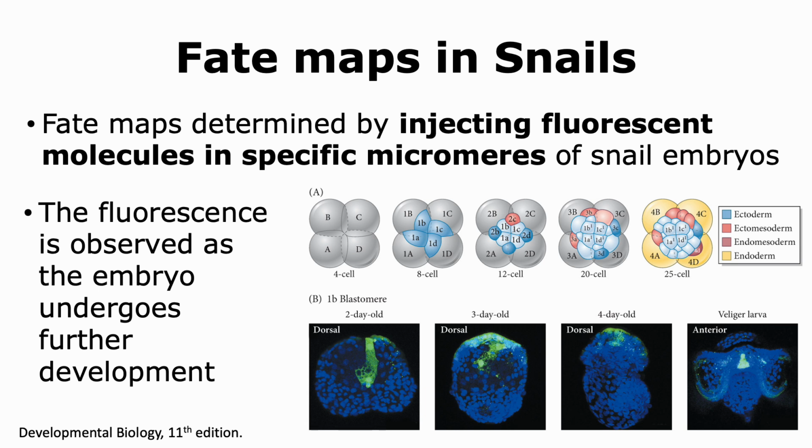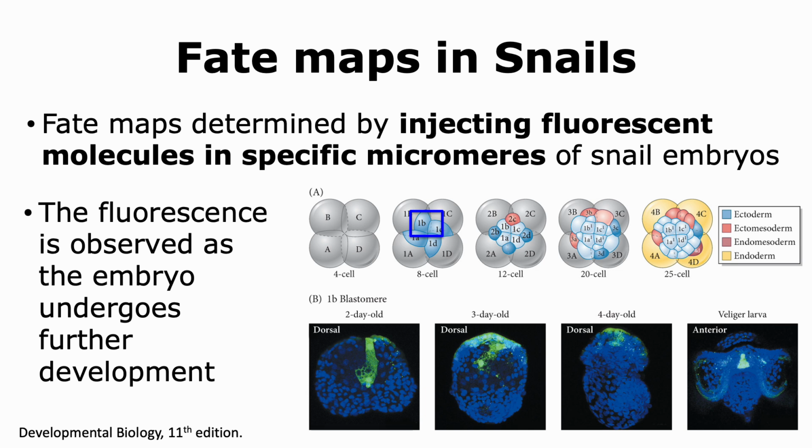We're now going to look at the fate maps in snails, and they can be determined by injecting fluorescent molecules in specific micromeres of snail embryos. The fluorescence can then be observed as the embryo undergoes further development, and that is what is shown in the figure. So, let us look at the micromere 1b.